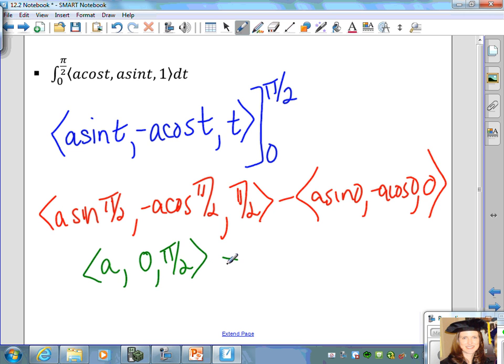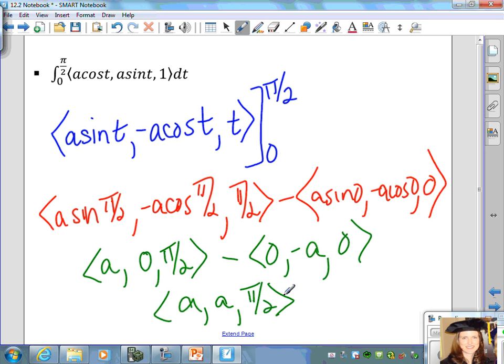Your lower bound, when you plug in 0, the sine of 0 is 0. The cosine of 0 is 1, so we get a negative a. And then 0 is the last component of the lower bound. Now we're going to subtract the vectors. So we get the vector a minus 0 is a, 0 minus negative a is a positive a, and pi over 2 minus 0 is pi over 2. So the result of evaluating a definite integral for this vector valued function gives us a vector.